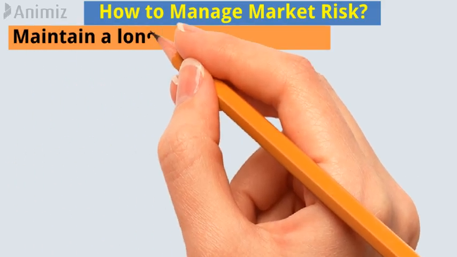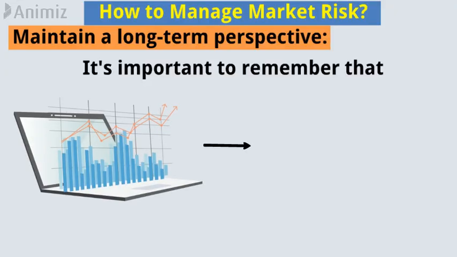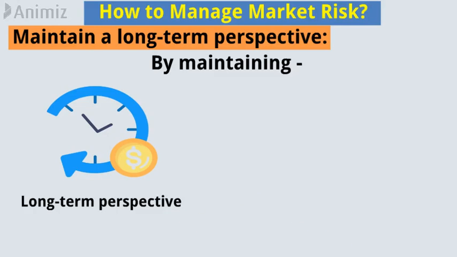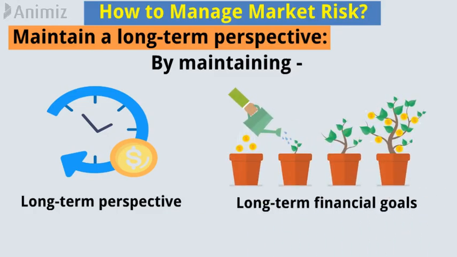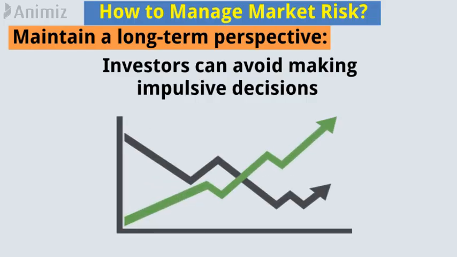Last one is maintain a long-term perspective. It's important to remember that market fluctuations are a normal part of investing. By maintaining a long-term perspective and focusing on long-term financial goals, investors can avoid making impulsive decisions based on short-term market volatility.